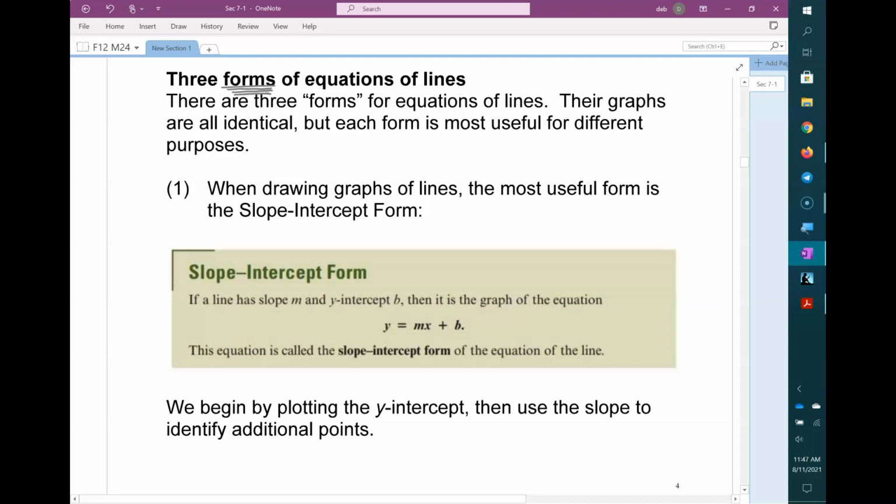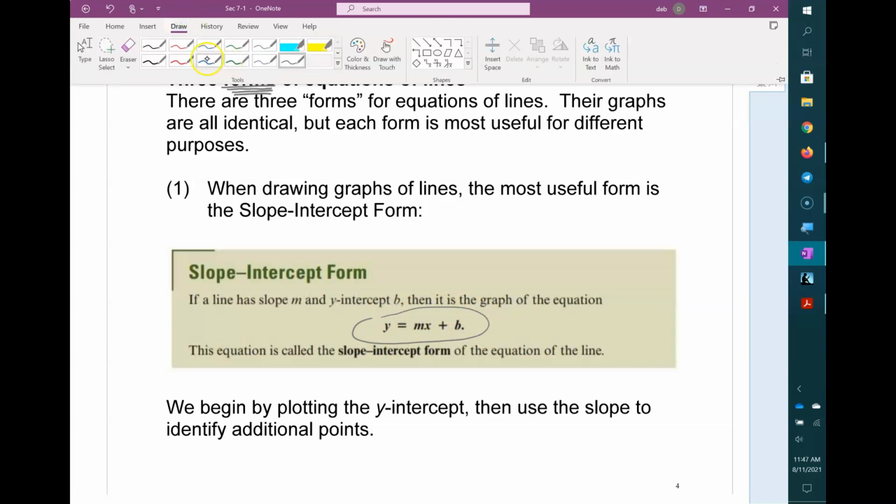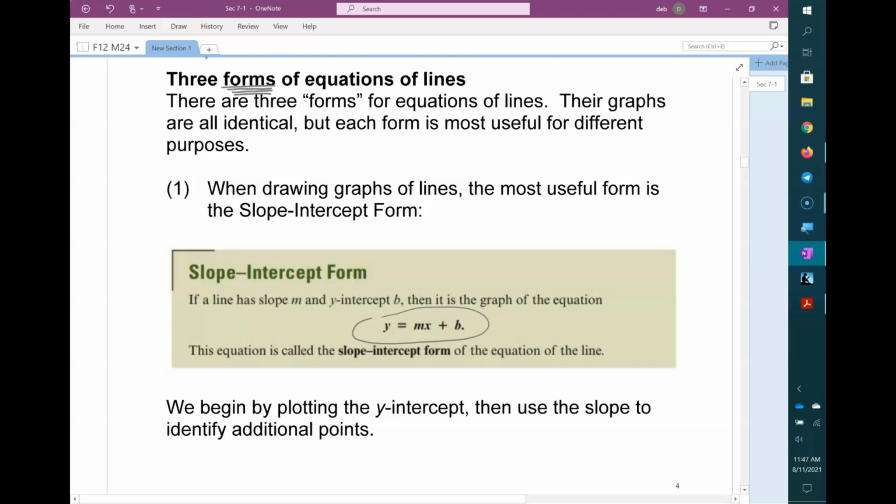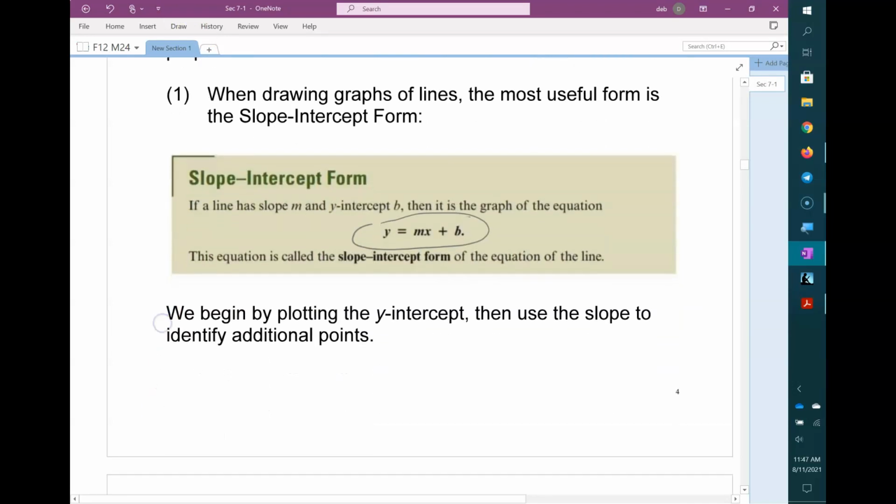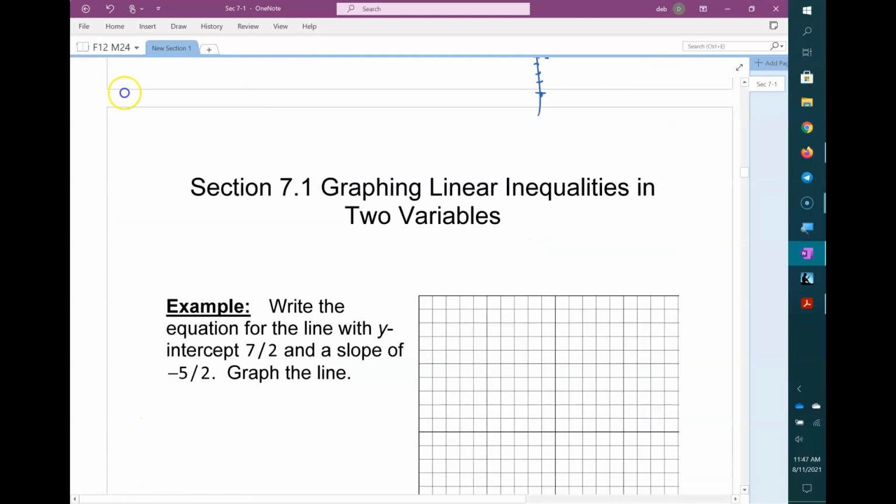So if you're drawing graphs of lines, the most useful form is this slope-intercept form that I find most people are familiar with and recall from algebra. That one's really useful for graphing because you plot the y-intercept and then use the slope to identify additional points. So if you have y equals 4x minus 7, you start at the y-intercept of -7. Then you go up 4 over 1, up 4 over 1, and keep doing that and draw your line. Okay, so that's the slope-intercept form.